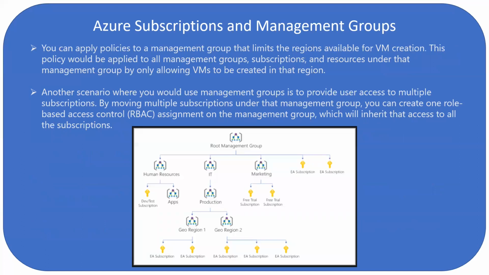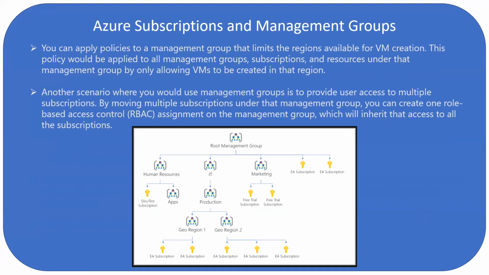Here you can see, first we can just have a look at the diagram, that there is a root management group. Then there are other management groups for different departments in your organization, like human resource management group, IT management group, marketing management group. And this root management group has 2 different subscriptions, and the marketing management group has another 2 different subscriptions. And this IT management group has another management group called production, and so on and so forth. So one management group can have multiple management groups below it, and within those management groups, you can have multiple subscriptions.